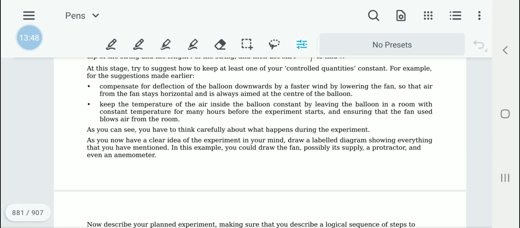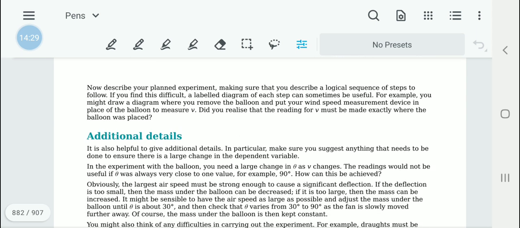So now the next step is you draw. Now you have a very good idea about what is happening, what is being measured, what is being changed, and how to measure it. All of those things are there. So now you draw this, you use a labeled diagram. Now you mentioned a lot of things. You have to include all of those things in the diagram. You draw the fan, the supply of the wind as well as the supply of the power. Then you use a protractor, and you can also draw an anemometer.